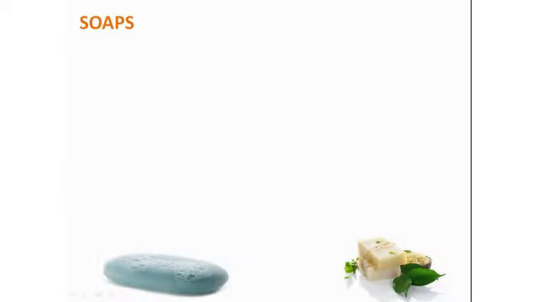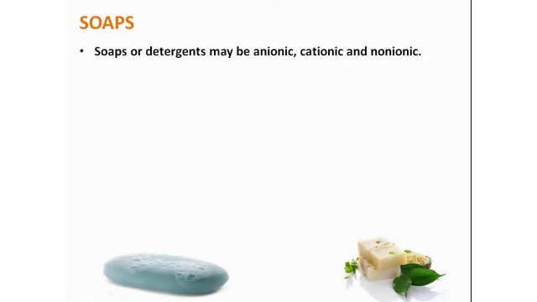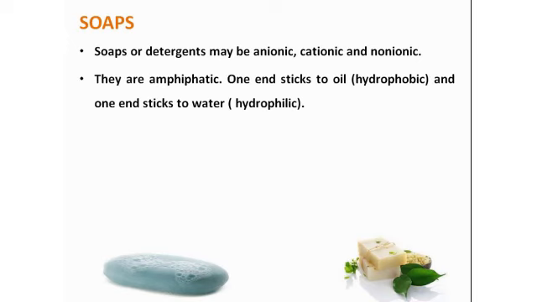The next example is soap. What is soap? We all know that soaps are the salts of fatty acids. The soaps or detergents may be anionic, cationic, or non-ionic. Soaps are also known as amphipathic. Amphipathic means they have two regions. One end sticks to the oil, that is the tail region, also known as the hydrophobic end, whereas the other end sticks to the water, that is the head.